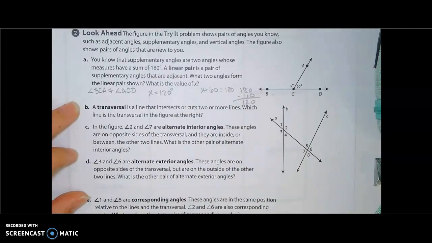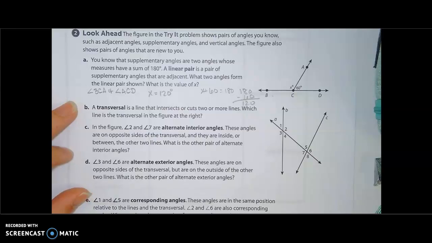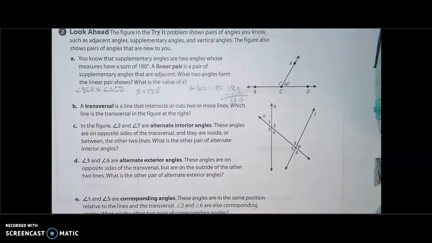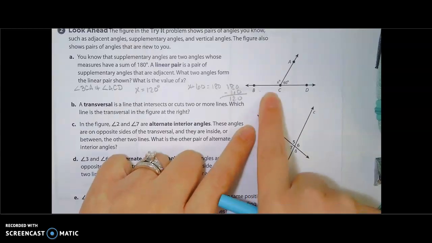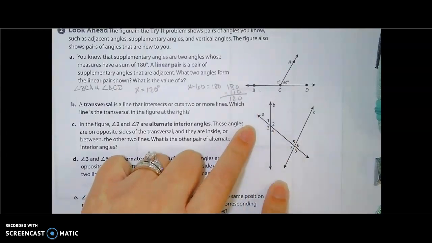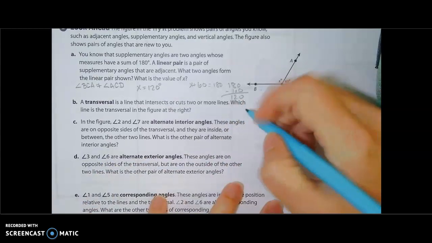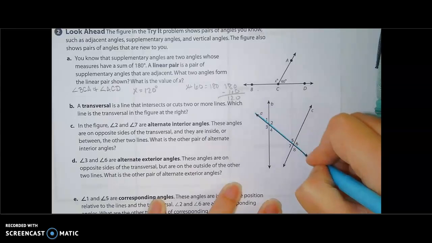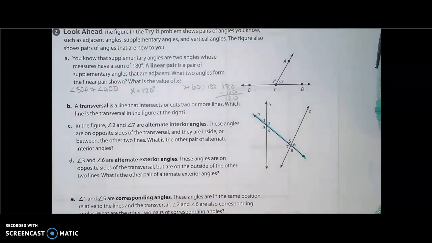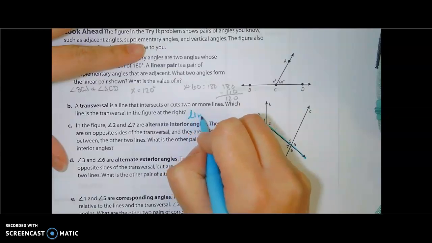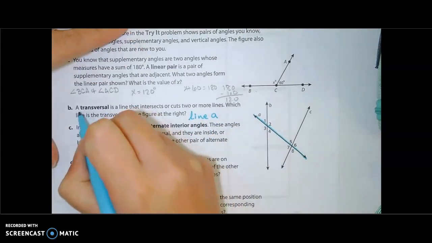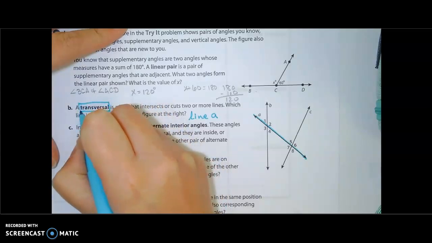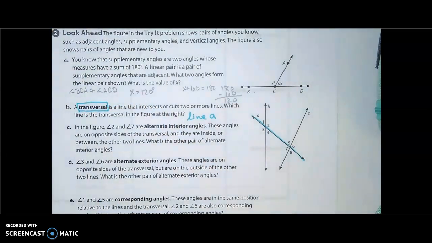Part B, transversal. A transversal is a line that intersects or cuts two or more lines. Which line is a transversal at the right? So we want the line that intersects two or more lines. So when we look at this, line B just goes through line A, line C just goes through line A, but line A goes through B and C. So we're going to say line A is our transversal. And I'm going to get all colorful. So if you like to get colorful, you can get colorful too.